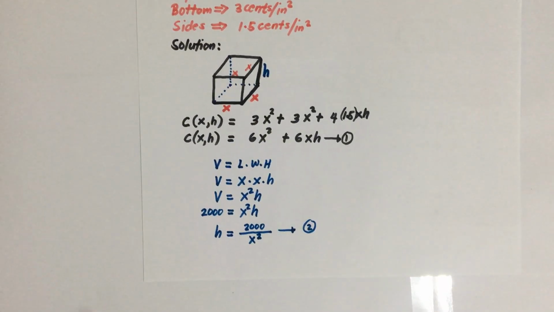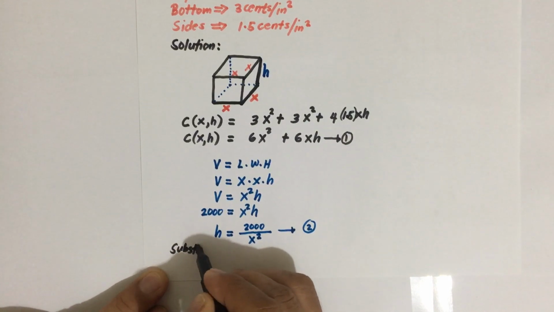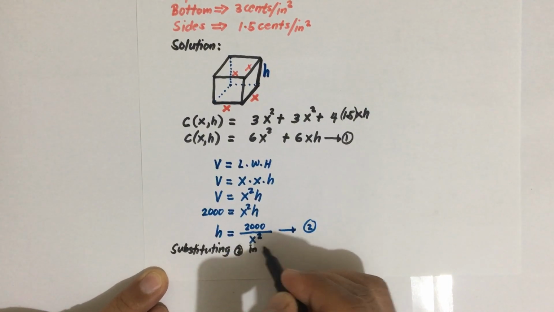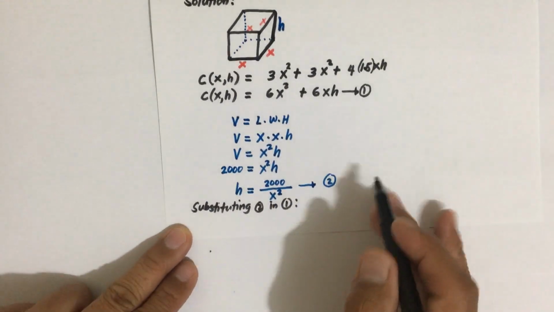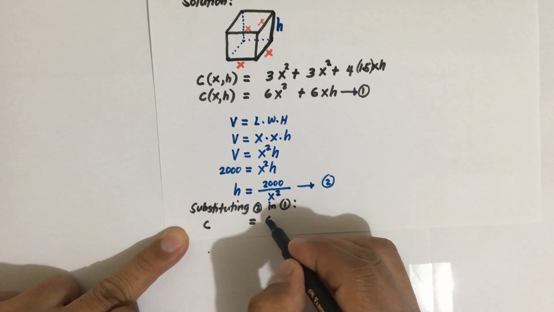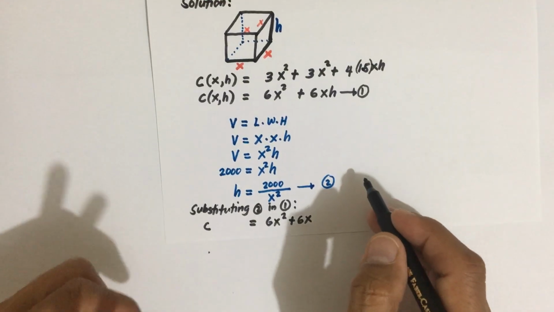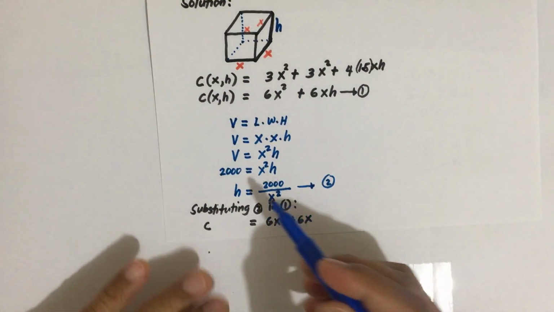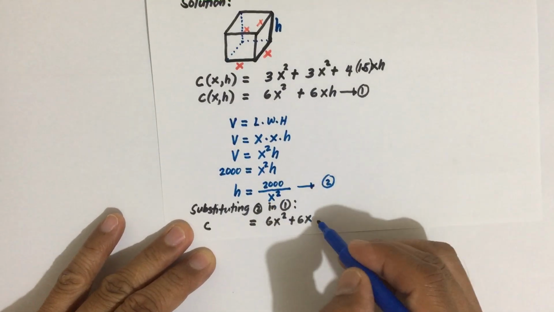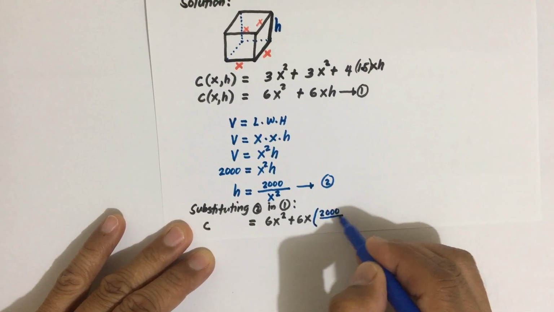Then substituting equation 2 in equation 1, our equation becomes, I will write the right side first, 6x squared plus 6x times, instead of writing h, since h is equal to 2000 divided by x squared, we can rewrite it as 2000 divided by x squared.